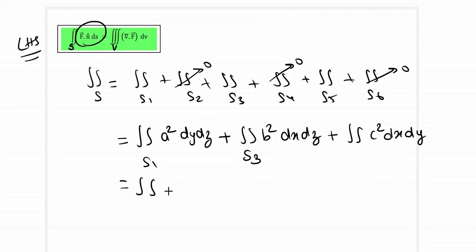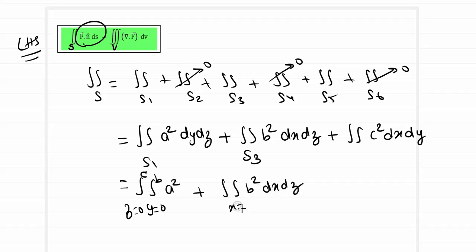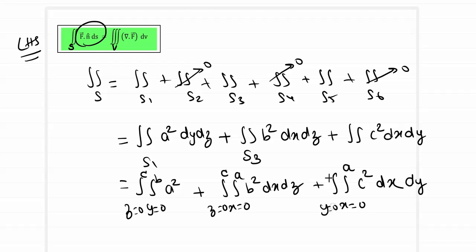So this becomes double integral a square. What is the limit of y? Y varies from 0 to b. What is the limit of z? Z varies from 0 to c. Next, I can move on with b square dx dz. What is the limit of x? X varies from 0 to a. What is the limit of z? Z varies from 0 to c. Last, integral c square dx dy. X varies from 0 to a, and y varies from 0 to b.